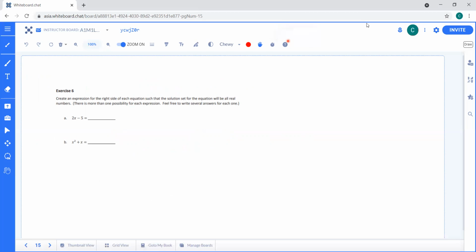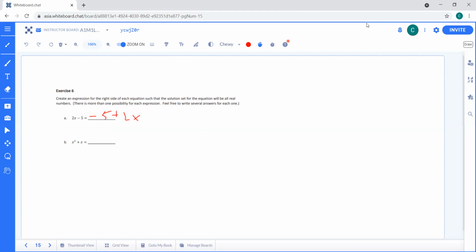Create an expression for the right side so that the solution set of the equation will be all real numbers. Okay. So how would it be all real numbers? Well, we can always just write -5 plus 2x. Right? That's the same thing, makes everything real. That's probably going to be the easiest thing for you to do.